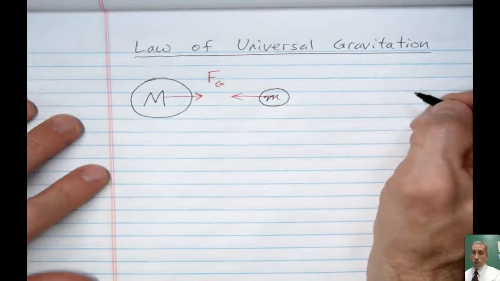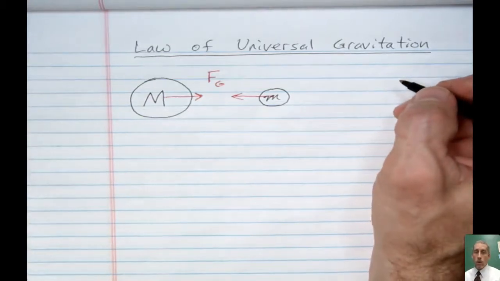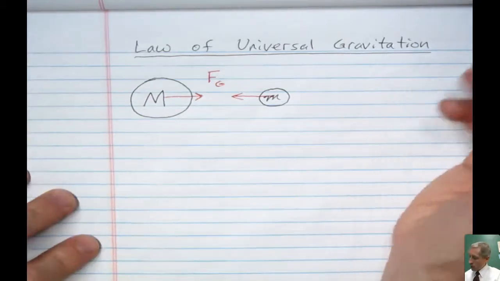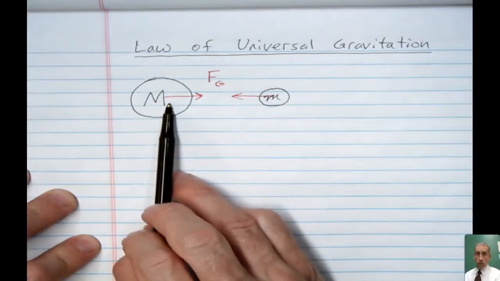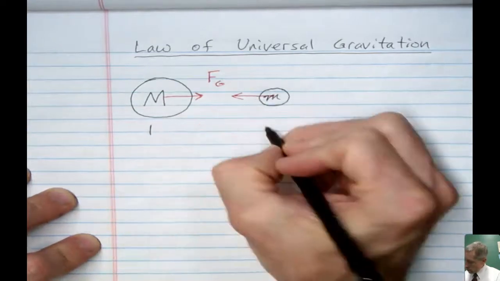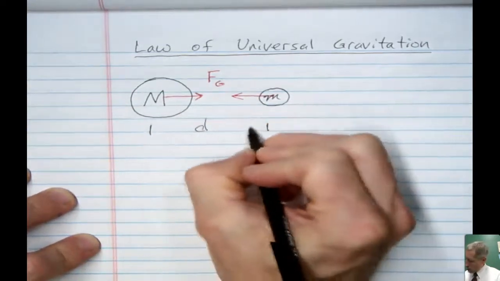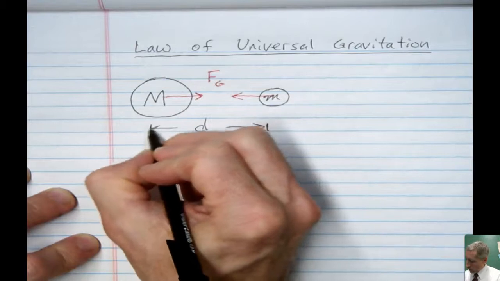And how big are these? Well, again, we didn't know an equation when Newton did this. He just knew a proportion. He knew that the size of the force depended on each of these masses and also depended on how separated the centers of those masses were.